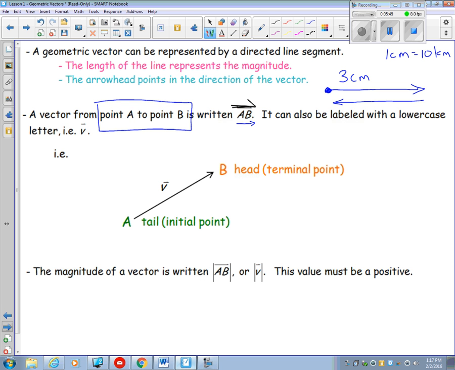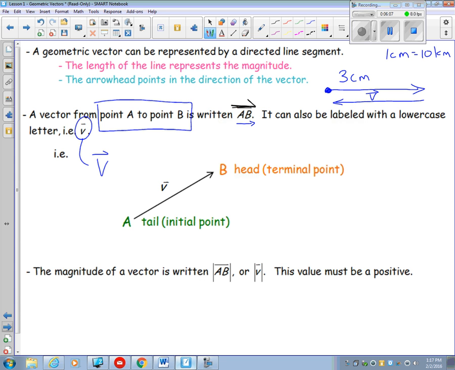Okay. If we didn't have starting and end points, we could use a lowercase letter. For example, V, we could call that a vector. We'd use that in a situation like these ones up here at the top. We'd call these V's because we don't have any labels, any tails or heads, any A's or B's.